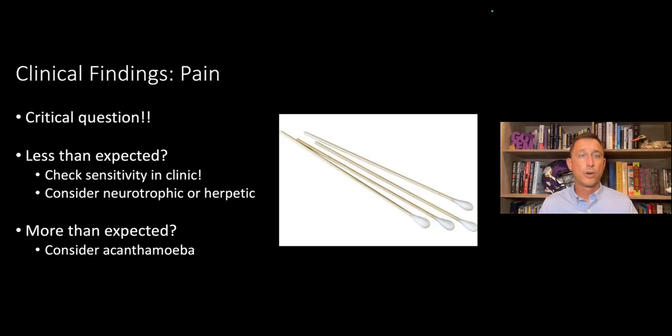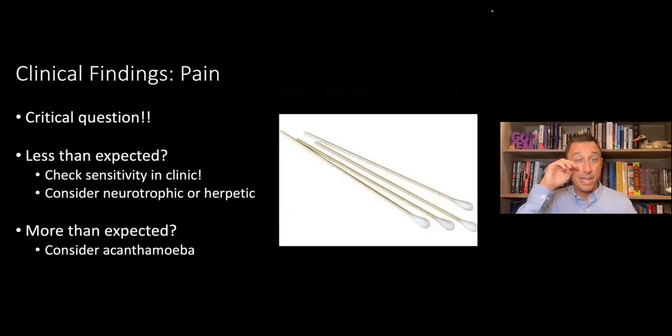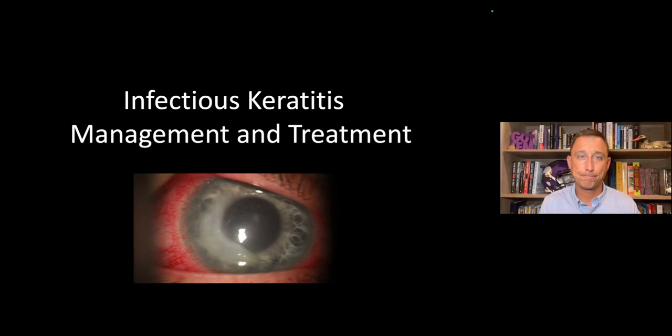And then pain. Critical question, a patient that has an ulcer like the one you saw here on the bottom, they should be in a ton of pain. If they're not in a lot of pain, that doesn't really add up to me, and you're thinking more neurotrophic. So critical question, or you might not even ask them, you'll be able to see how much pain they're in. If it's less than expected, you may want to check sensitivity because it could be neurotrophic or herpetic. If they're in a lot of pain, it's probably something infectious. It could be acanthamoeba, it could be fungal, or it could be bacterial in nature as well. So we want to think about pain.